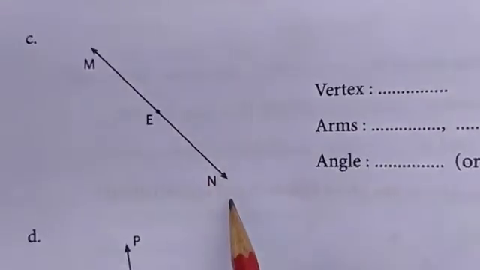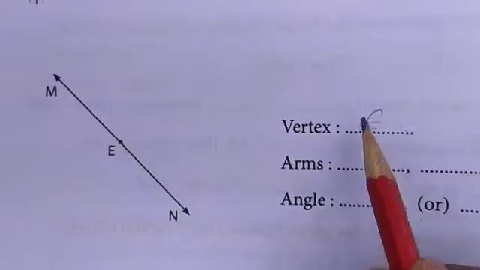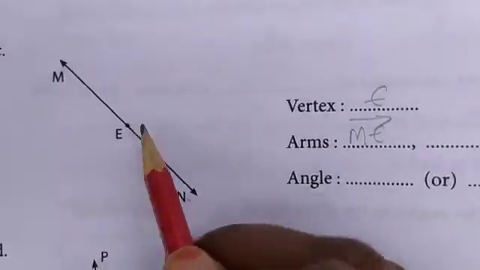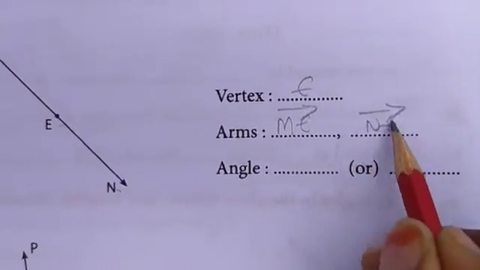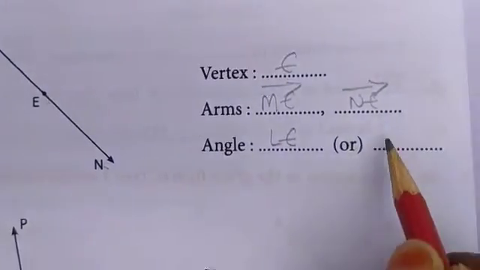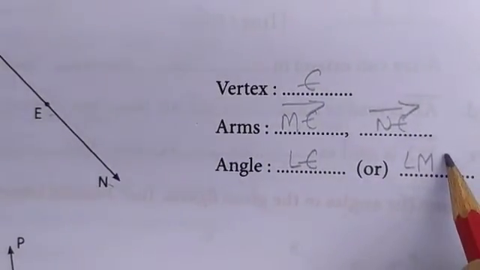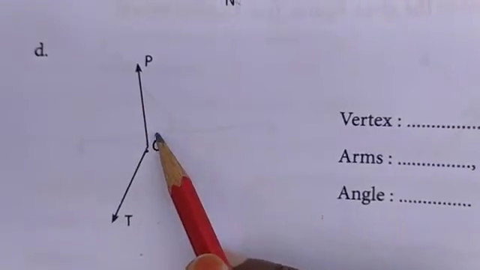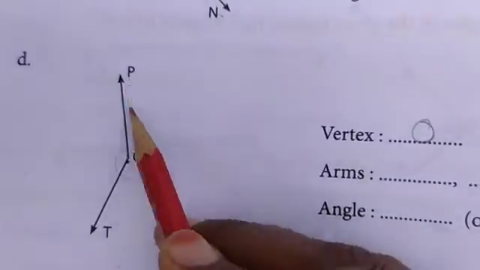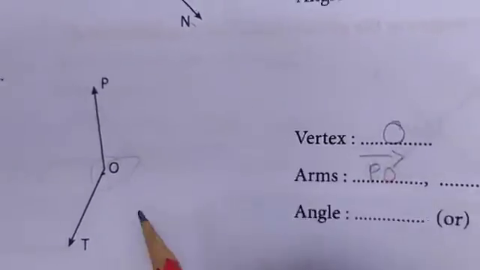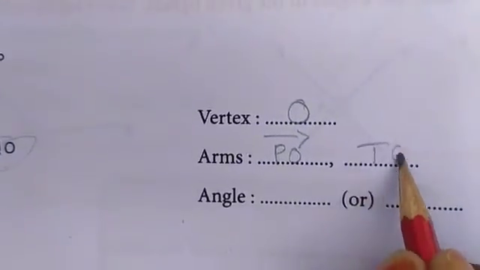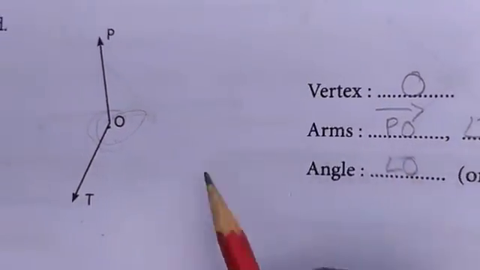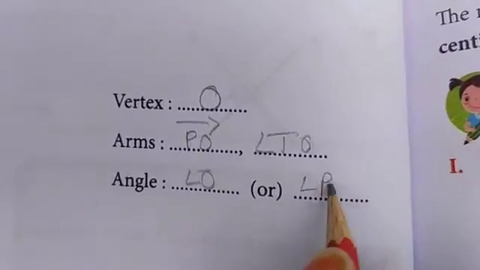And in this, what is the vertex? E. The arms are ray ME and ray NE. And the angle is angle E or angle MEN. And here, what is the vertex? The meeting point is O. And what are the arms? Ray PO and ray TO. And the angle is angle O or angle POT.